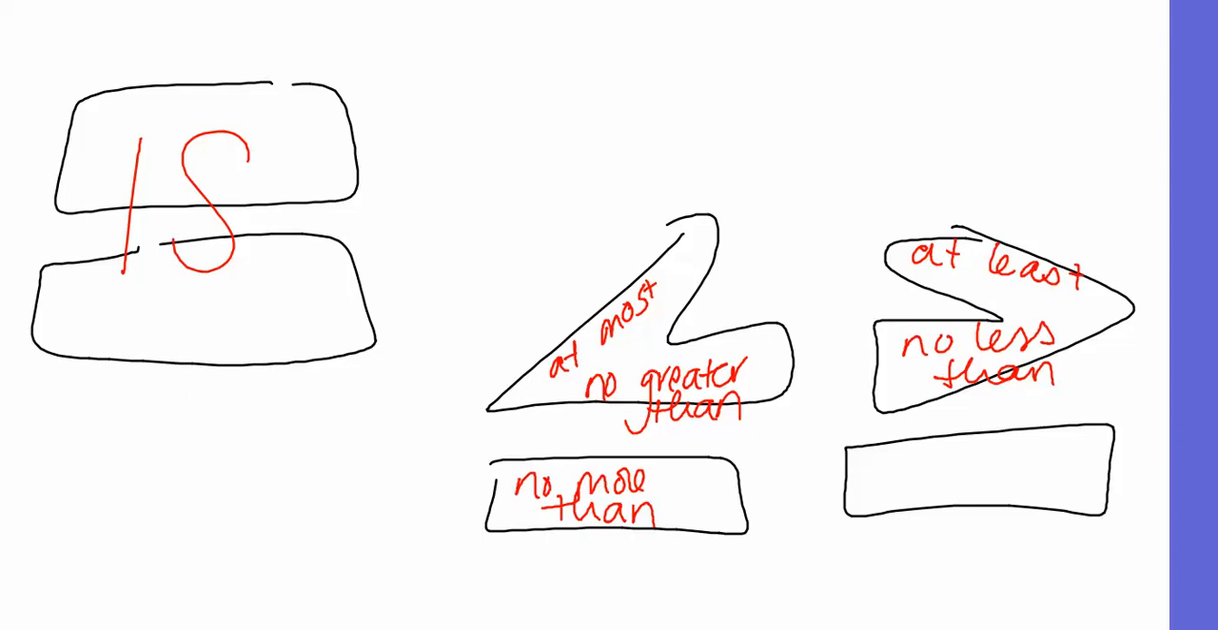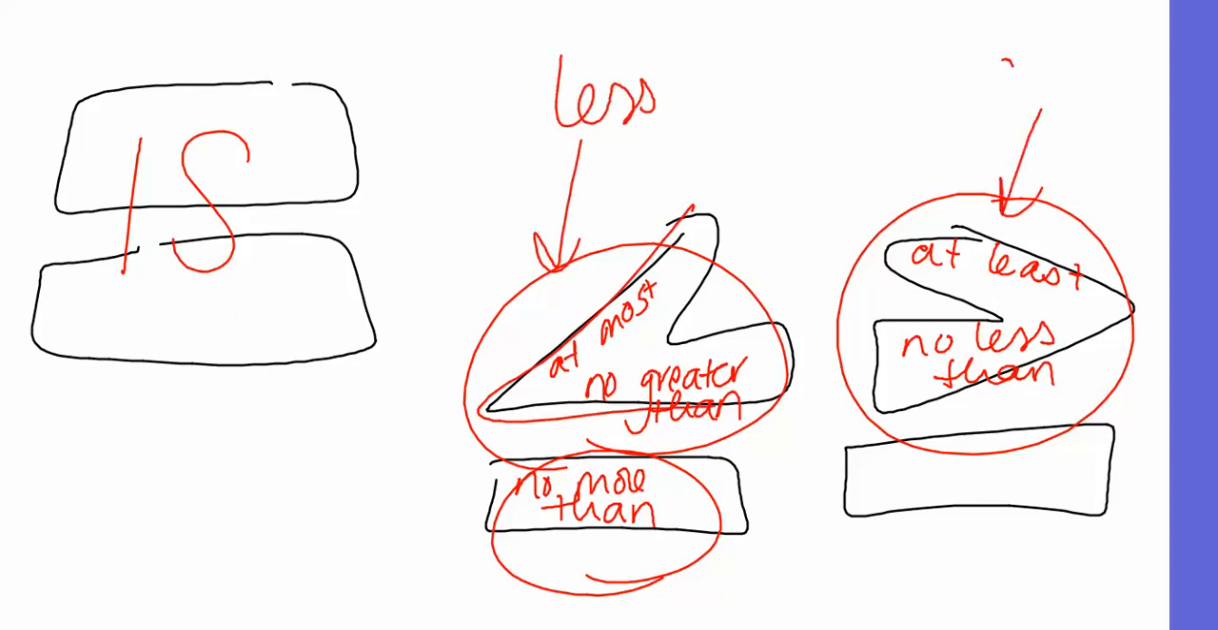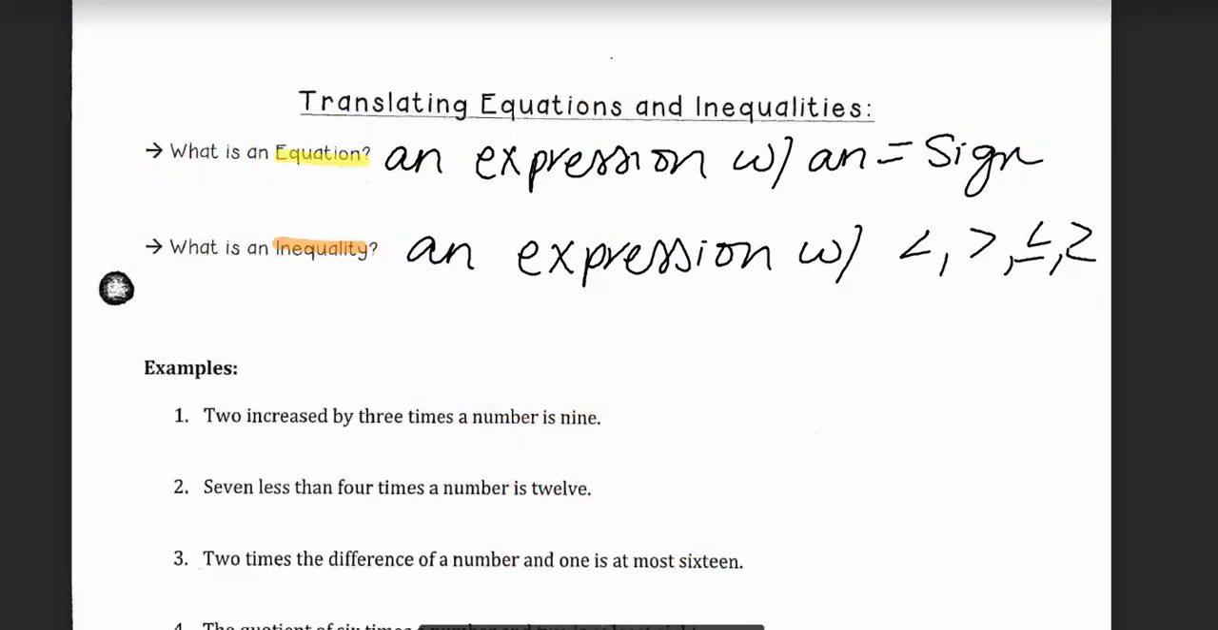Notice these words are the opposite of what their symbol means. This symbol means less than. This symbol means greater than. So it's kind of confusing because these symbols, their English words, are actually the opposite of what it's supposed to be.